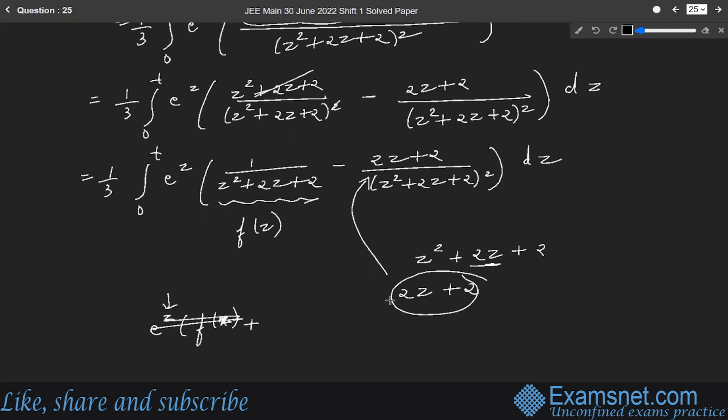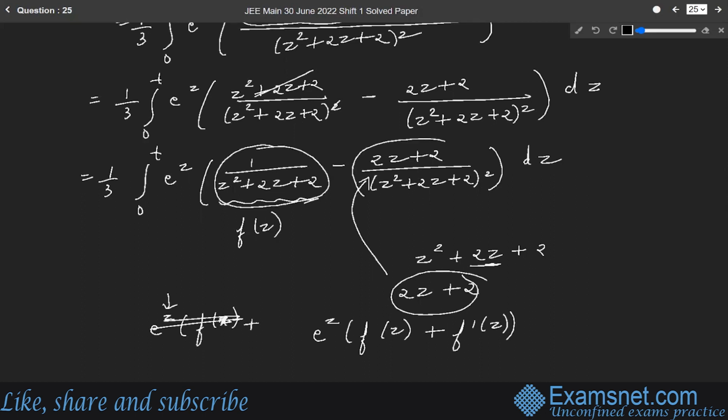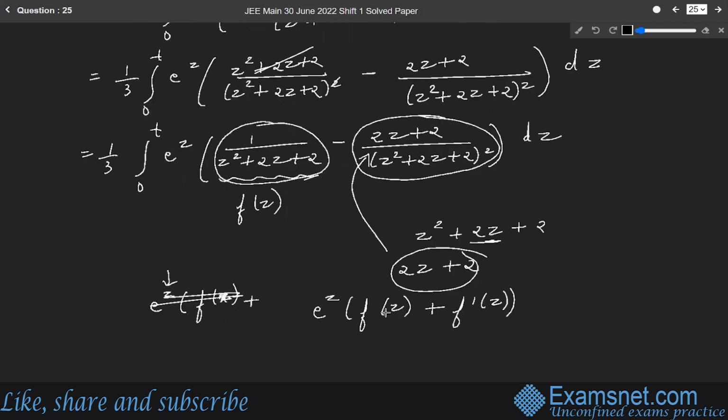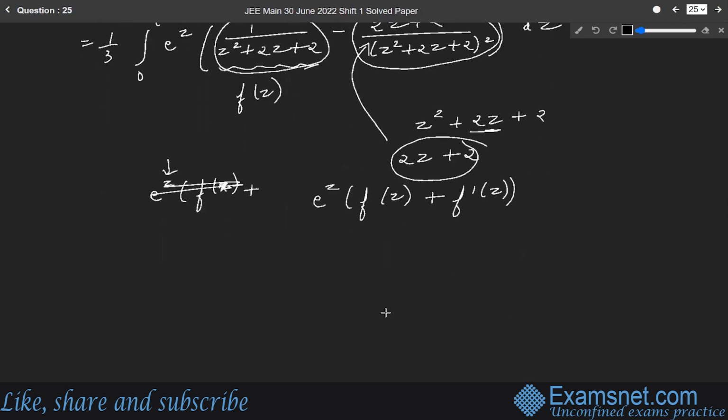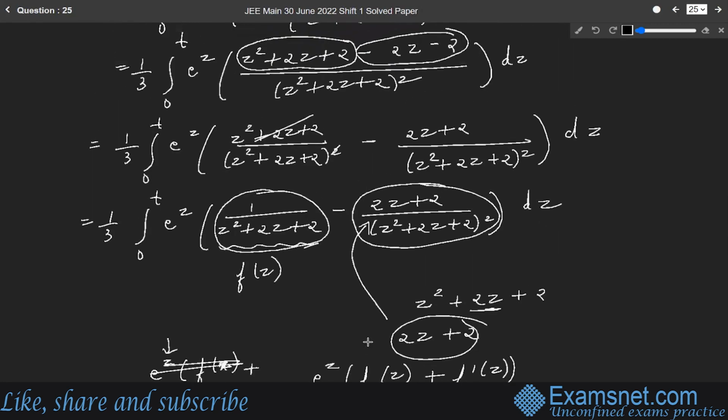Okay, so let us write it again. It is in the form of e power z into f of z plus f dash z, right? This is f of z. And the second term is f dash z. So you have to use a form here, which is e power z f of z is always equal to the integral of e power z into f of z plus f dash z. All right. So this part will be equal to what? E power z f of z, right?